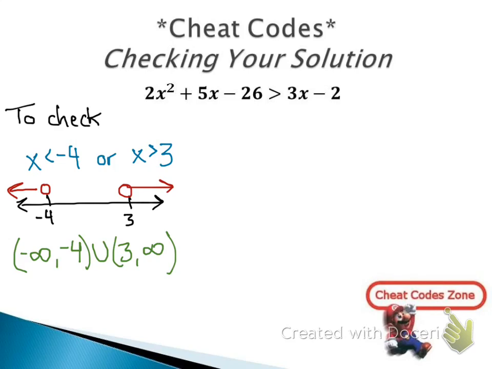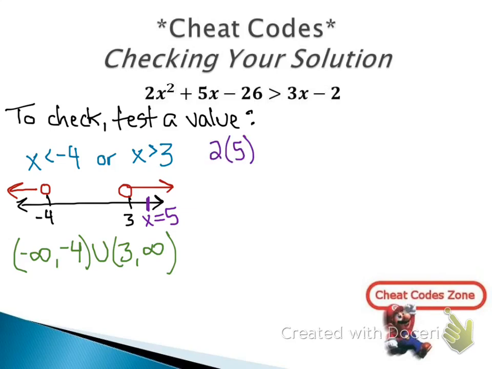In order to check, you just have to test a value that lies somewhere in your solution region. So my answers say that x can be anything less than -4 or anything greater than 3. So I'm going to choose a number that falls somewhere in that range. I'm going to go with x equals 5. I'm choosing that from the x is greater than 3 part.